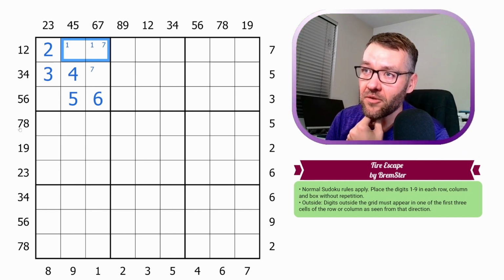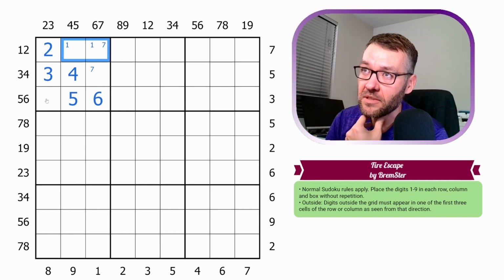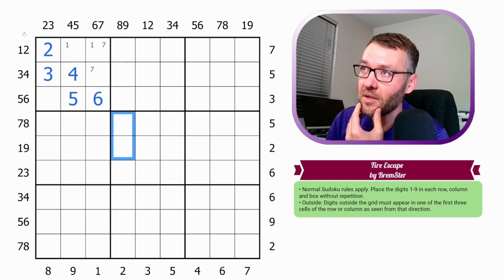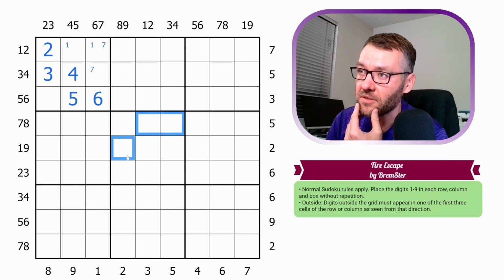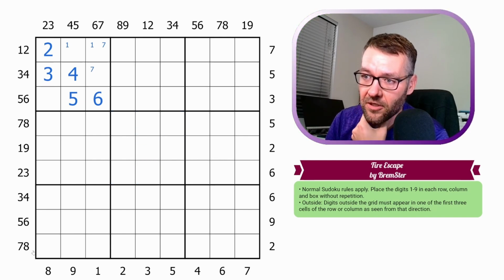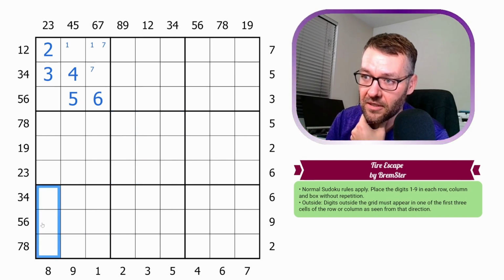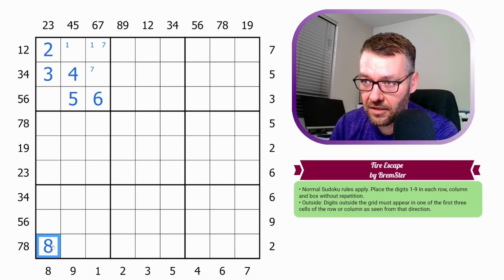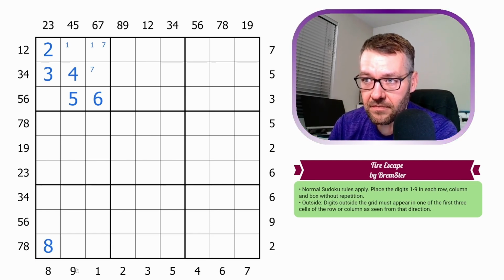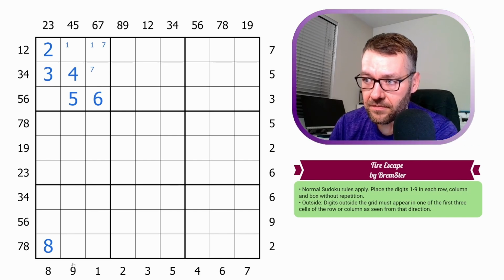Do we have any? Well, we can't do overlaps with this one because these numbers up here won't reach down here. They won't reach down here. So none of the numbers on the outside are going to go in this middle box here. All right, so let's go down here to the bottom. We have an 8 that needs to go in here and an 8 needs to go in here. So the only overlap is right here. We don't have a 9, we don't have a 1.